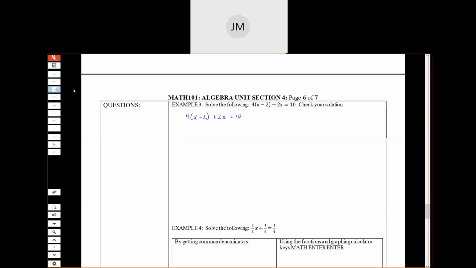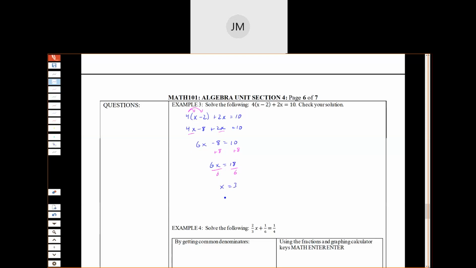Okay. So I'm going to distribute the 4. I have 4x minus 8 plus 2x equals 10. And I'm going to gather my like terms, right? I'm going to add 4x and 2x to get 6x. Right? And now I can start getting rid of stuff that's around the x. I'm going to start with getting rid of the 8, or the negative 8, by adding 8. So we have 6x equals 18. And then finally, to get rid of the 6 multiplied by x, we can divide both sides by 6.